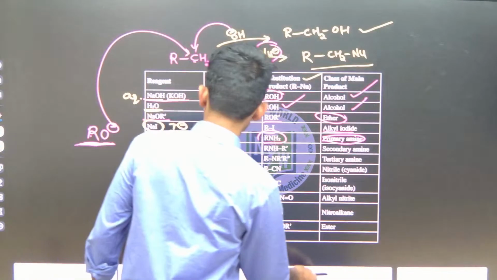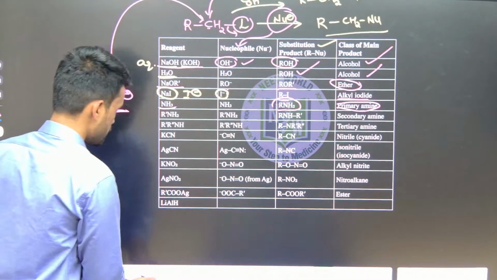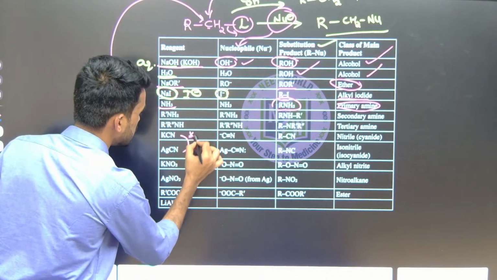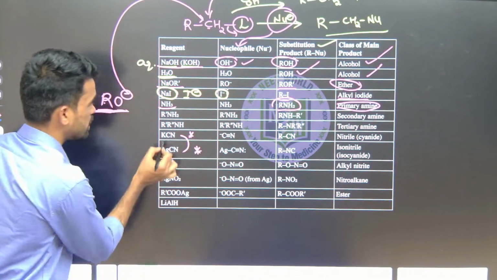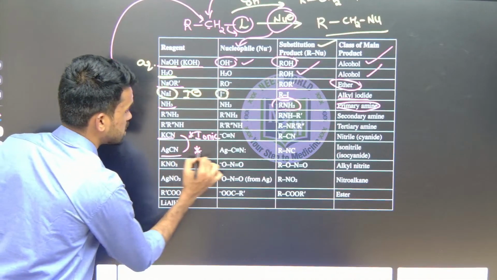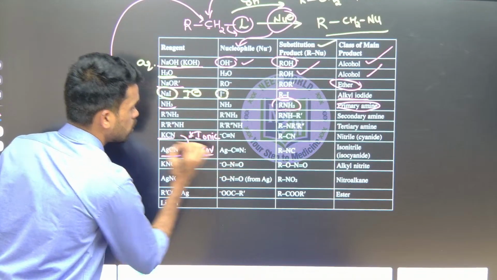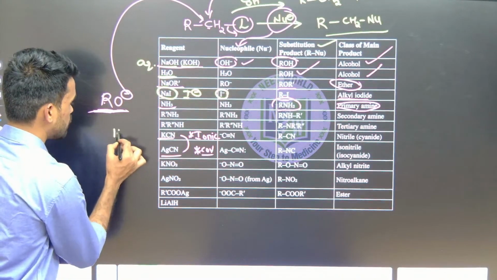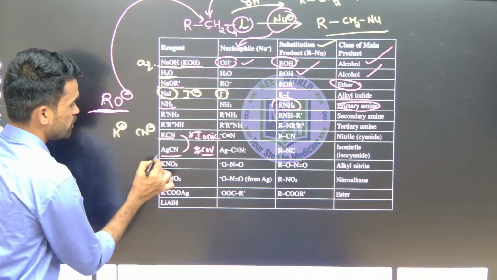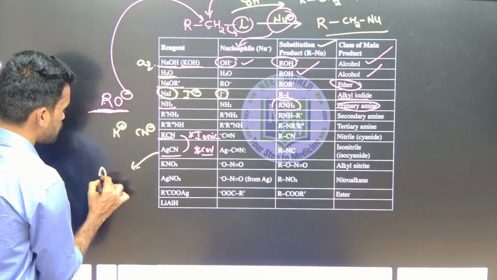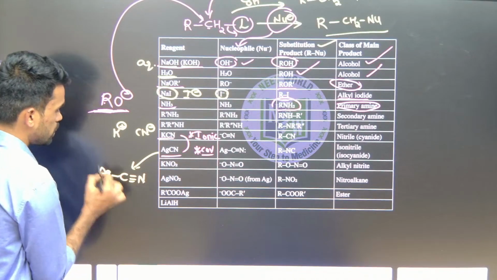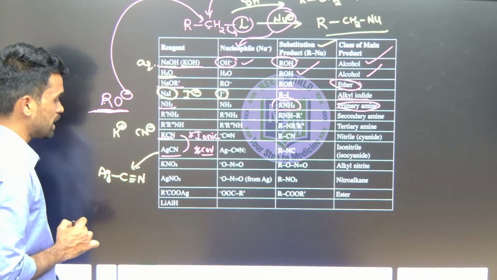So see here, understanding this is very, very important. It is given as KCN and this is given as AgCN. KCN is an ionic compound, remember, whereas AgCN is a covalent compound. The structure of KCN in aqueous medium will be K plus and CN minus. When it comes to AgCN, there is a covalent bond between Ag and carbon, the carbon of cyanide is bonded to the silver.